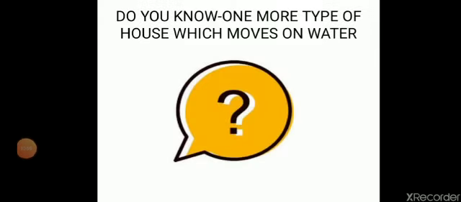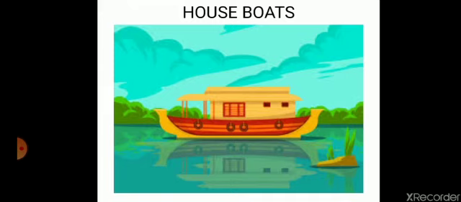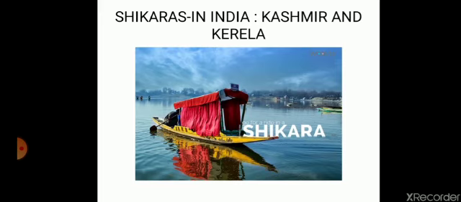Do you know one more type of house which moves on water? Oh wow, very interesting. And it is the houseboat. So a houseboat is a house which floats on water because it is made on the surface of the boat, right? We can see these houseboats in Kashmir and Kerala, and the other name of these types of houseboats is shikaras. They are also known as shikaras.